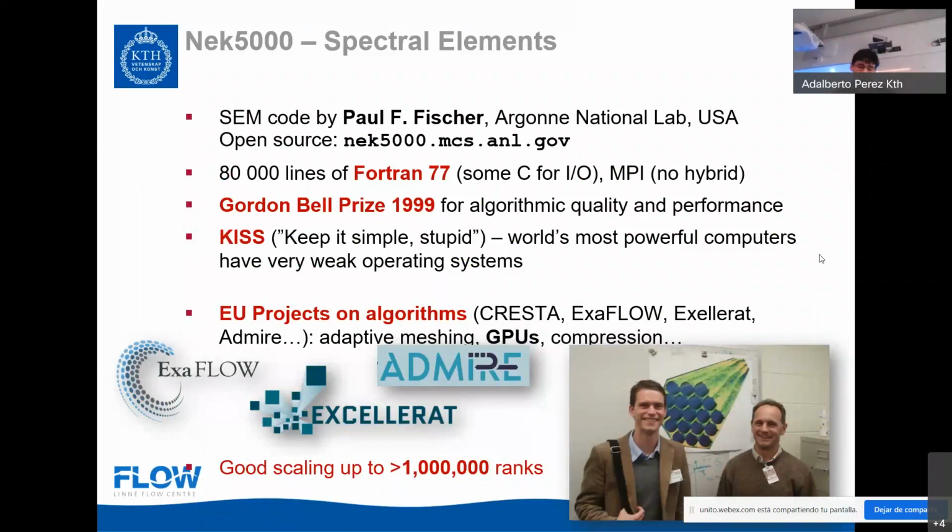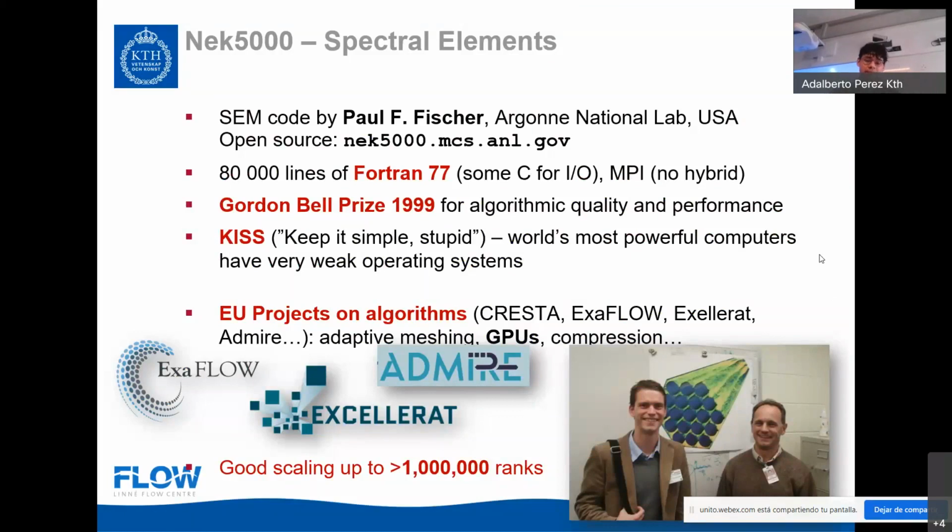Yes, so that introduction was a little bit of turbulence on why it is important and why it is challenging to do computationally, right? So then we can actually start talking about the code. The code that we use is NEK5000, which is a spectral element code. It was developed by Paul Fisher at Argonne National Lab in the USA. It's written mainly in Fortran 77. It has some C, and it's a pure MPI application.